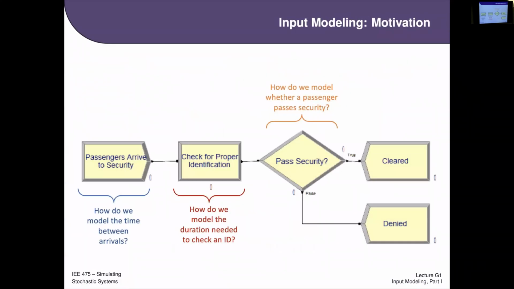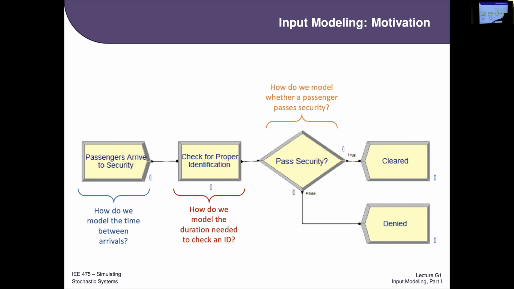All right, so let's think about a motivating problem. We've got an Arena diagram like this. This is our model for a very simple kind of security check at an airport or at a government building or something like that. So passengers arrive, they go through a process which delays them as they get checked for proper identification. They may have to queue up there. Then some of them will end up being cleared and the other ones will end up being denied.